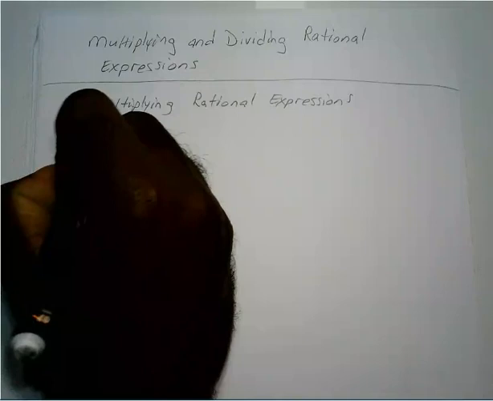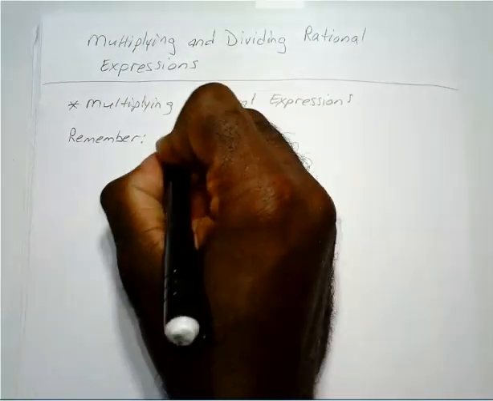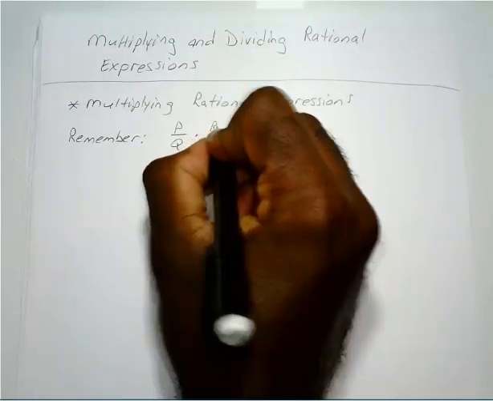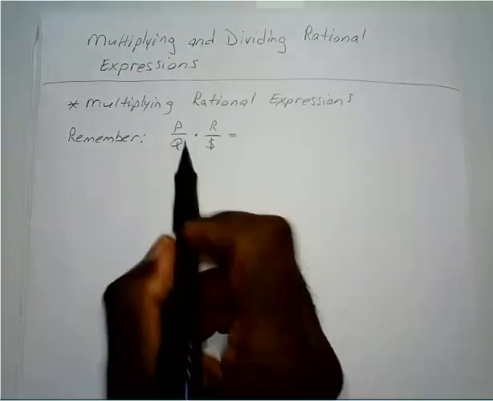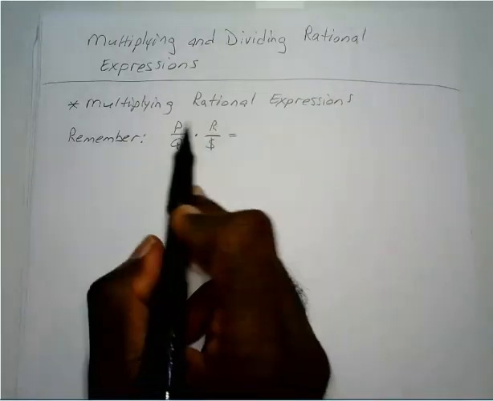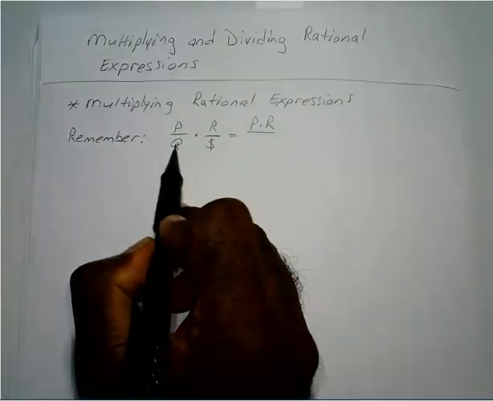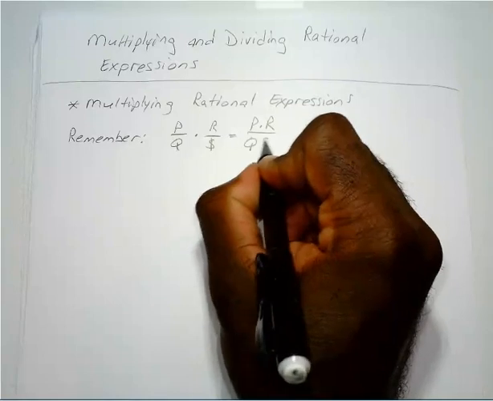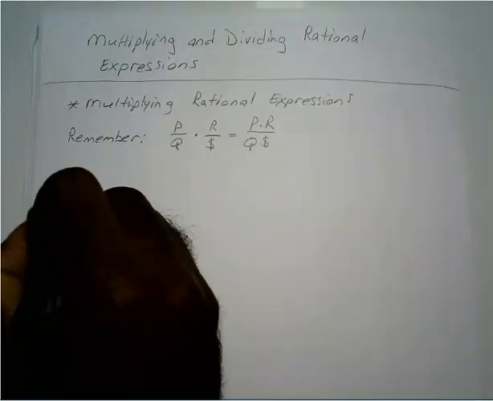So if you remember, just multiplying basic fractions, so if you have P over Q times R over S, that's just going to equal, you're going to multiply your numerator all the way across, so it's just P times R, over, then you just multiply your denominator across, so you have Q times S. Okay, so it's pretty straightforward for multiplying rational expressions also.